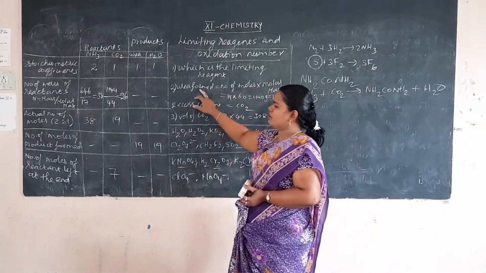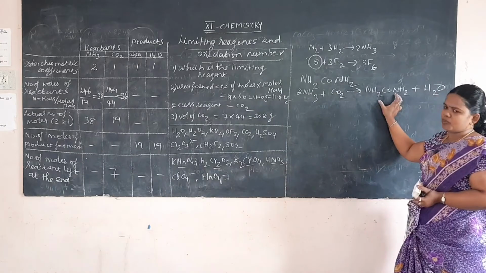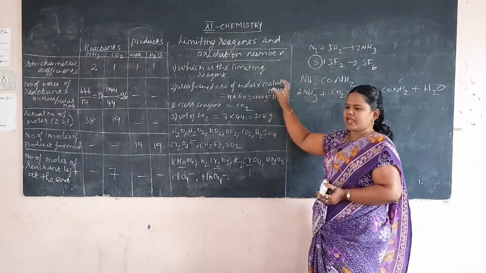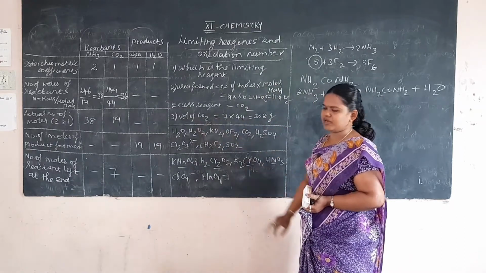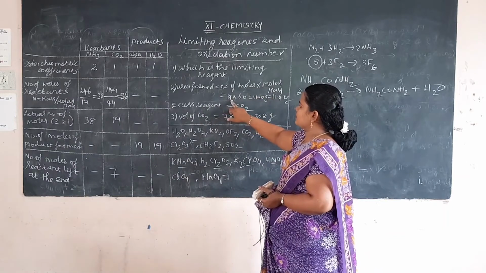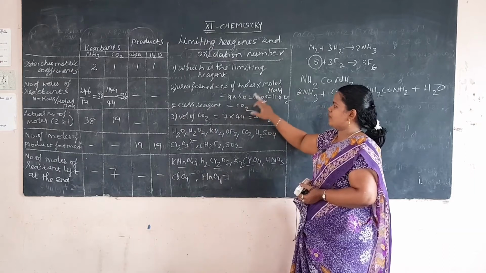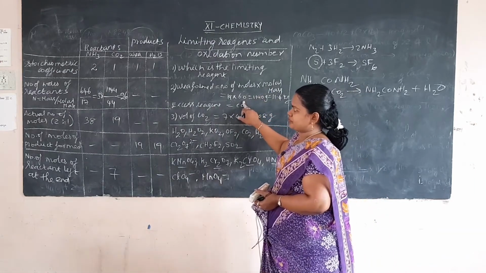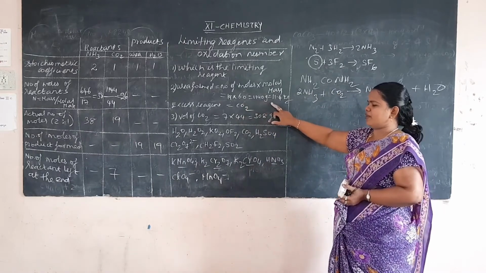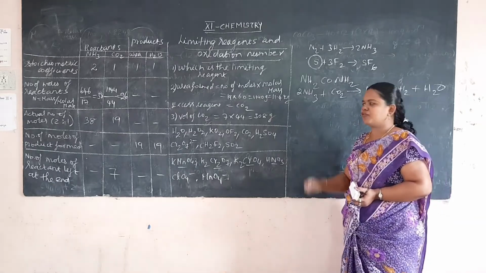Then urea formed, we have to calculate the urea formed. How much amount of urea is formed during this reaction? What will you do now? Number of moles into molar mass. Okay, we have already calculated the number of moles. So how do we calculate number of moles into molar mass? Number of moles is 19, into 60. Molar mass is 60. Okay, 19 into 60 will be equal to 1140 gram. Okay, 1140 gram. In kilogram it will be how much? 1.14 kilogram.